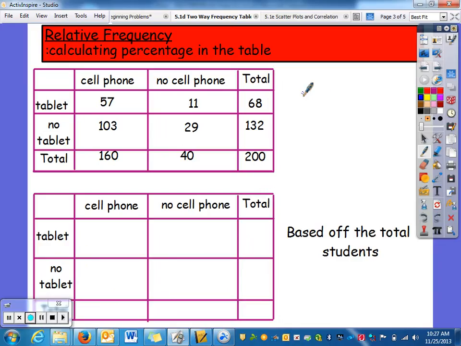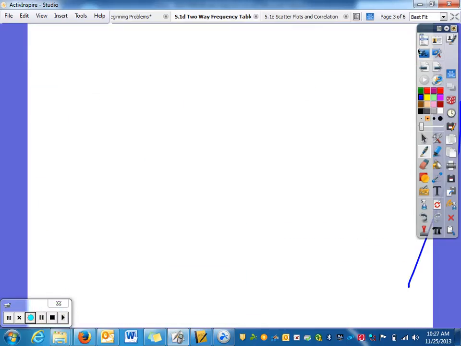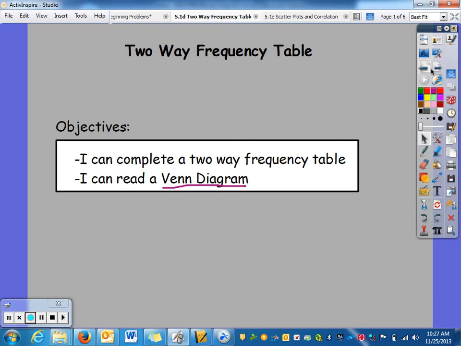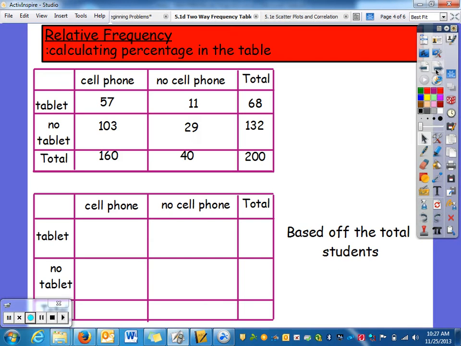Alright, so relative frequency is counting percentages in the table. So you're going to have to create what percentage each one would be. Alright, so calculating percentage in the table. So notice here. We're going to do this based off the total. So when we're calculating this, everything should be divided by how many total students there are, 200.